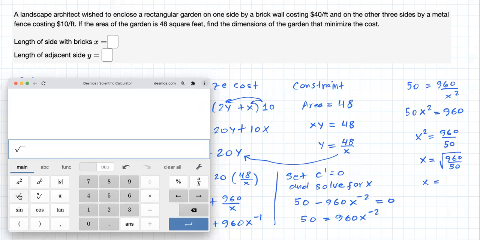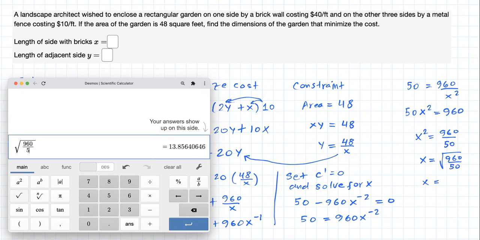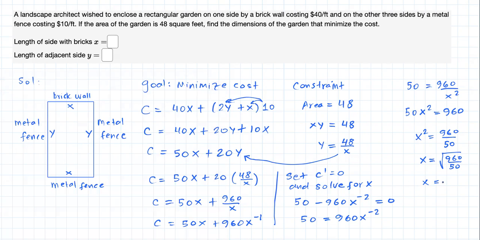Square root of 960 over 50. That is 4.38, rounding this number to two decimal places. 4.38. Let's write it down. 4.38. In the end, you may attach the units. We're dealing with feet for the length, so feet.